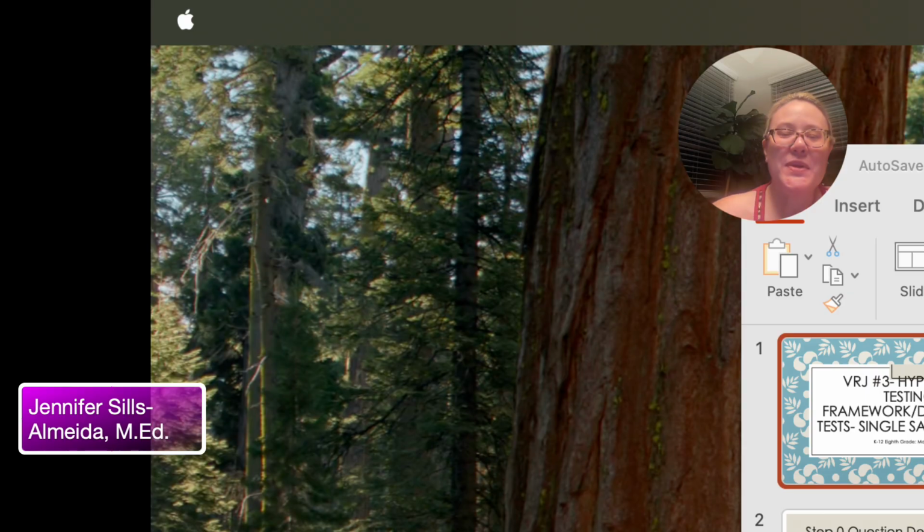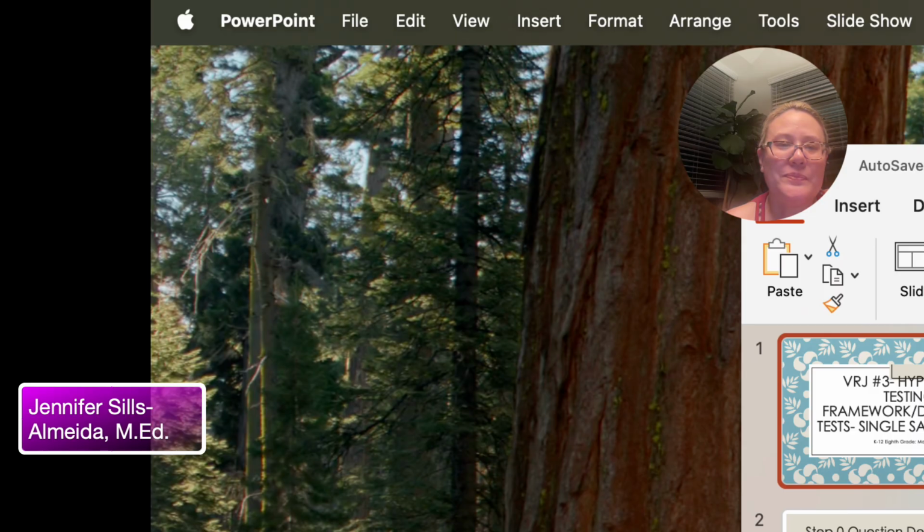Today I am going to be going over hypothesis testing and SPSS. First of all, what we'll be learning today is the 6 steps of the hypothesis testing framework. The first thing that we need to do before we go to SPSS is ensure that my research question aligns with the test that I am planning to run. So let's go ahead and jump in here.